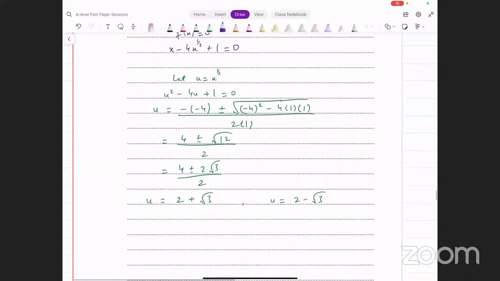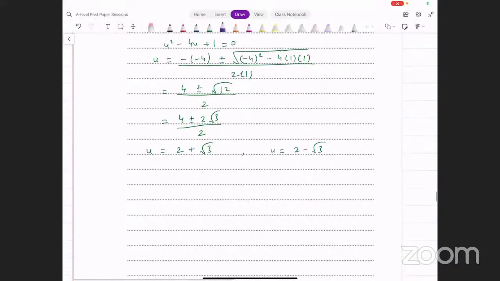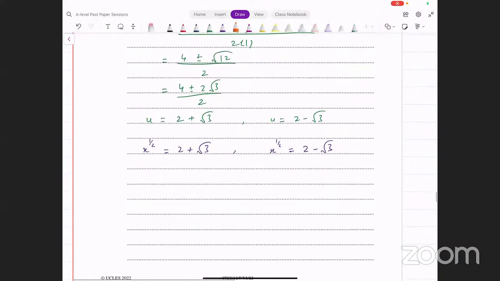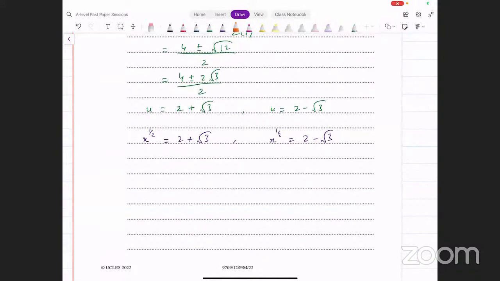हमने क्या substitute किया था? u equals x raised to power 1 over 2. So we have x raised to power 1 over 2 equal to 2 plus square root of 3, or x raised to power 1 over 2 equals 2 minus square root of 3. And what do we do now? We have to find the value of x. We will square both sides. दोनों sides को square कर दें ताकि आपके पास x आ जाए, ठीक है.